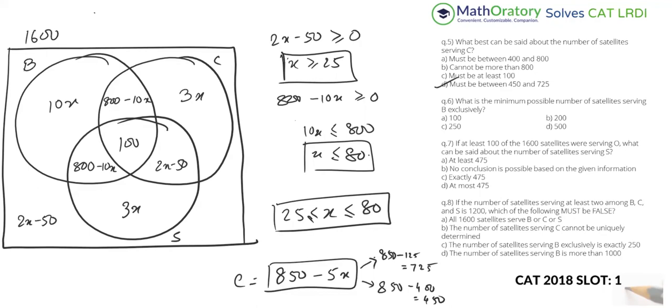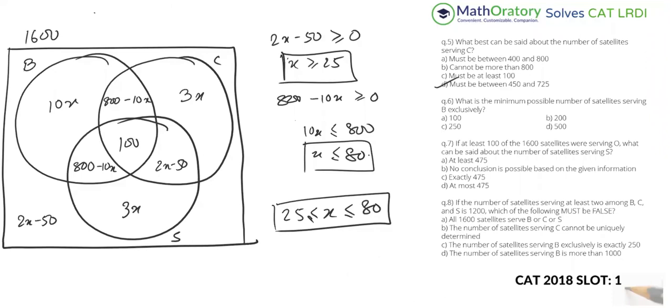Question number 6 is, what is the minimum possible number of satellites serving B exclusively? Now, B exclusively is served by 10x, right? So 10x minimum will happen only when x is minimum. So x minimum is 25, so 10x minimum is 250. So this is again very simply figured out. So that is option C.